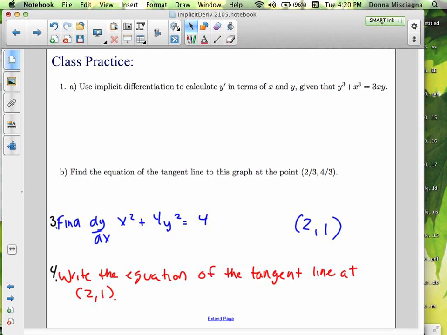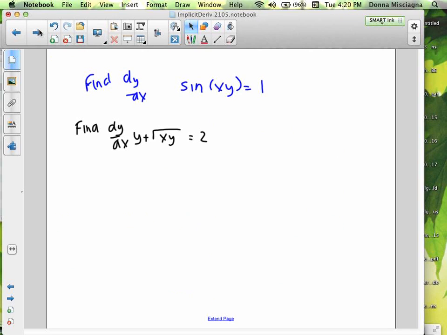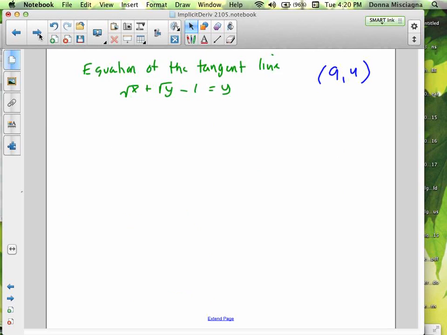All right. Let's see if I want to do any more. The one I wanted to skip is the one below. That's going to take a little longer. Let's do this one, the equation of the tangent line: square root of x plus square root of y minus 1 equals y. And we're going to write the equation at (9, 4). Okay, so that will be the last one that we do.